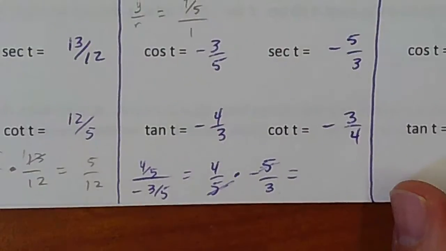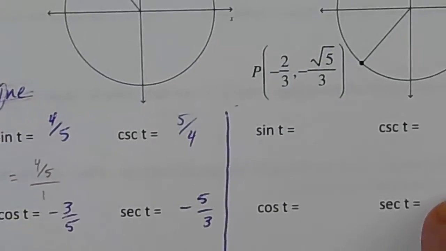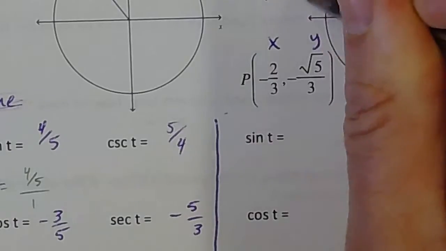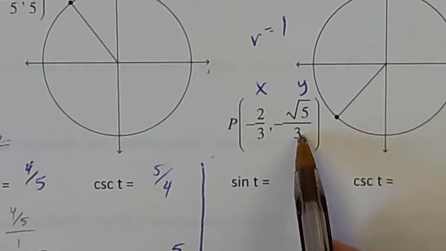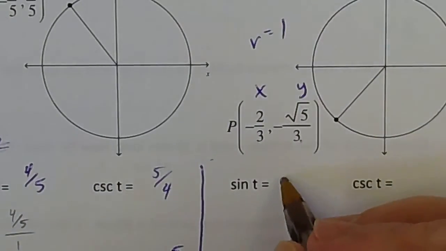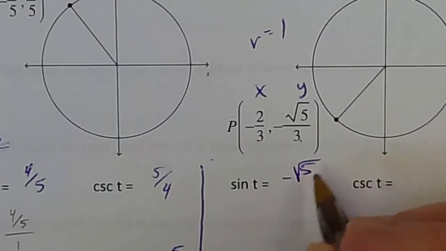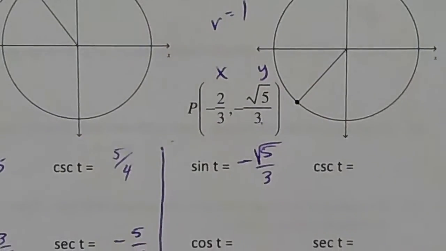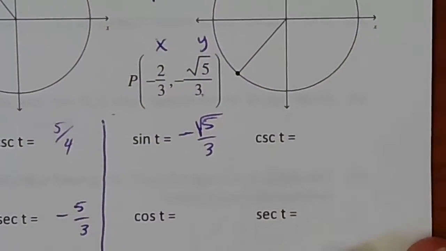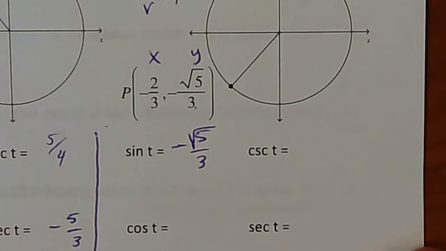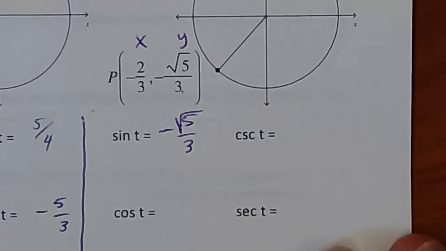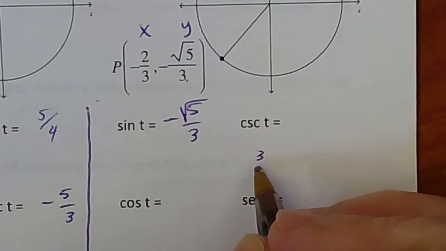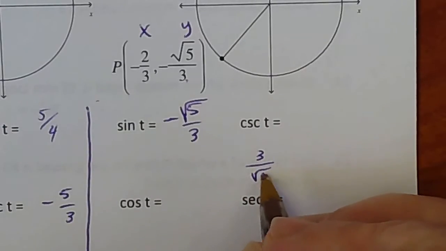So sine is the y over r. So my y coordinate is here, x coordinate's here, radius of 1. So this divided by 1 is just negative square root of 5 over 3. Okay? Now cosecant, when we flip that over, we're going to have a radical in the denominator. So it is expected that you rationalize these. So I'm going to do the work below. So if I flip this over, we get 3 over square root of 5, and it's negative.